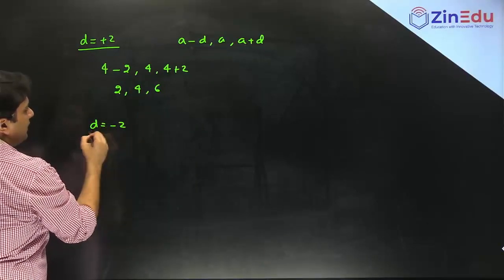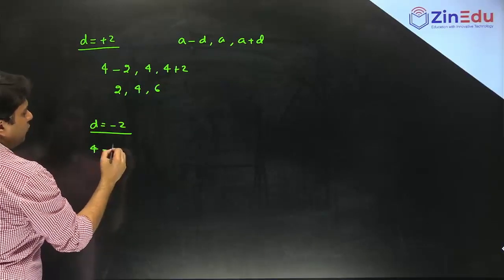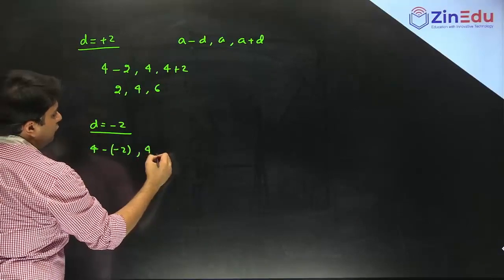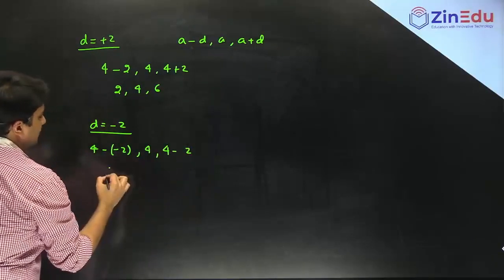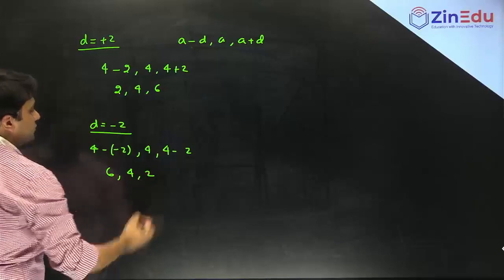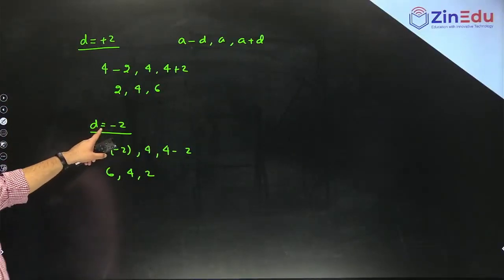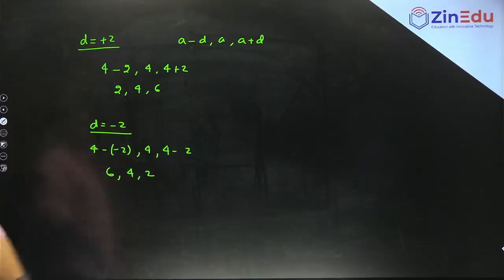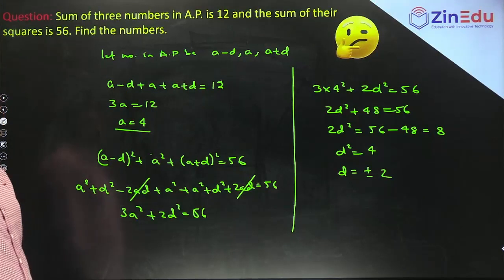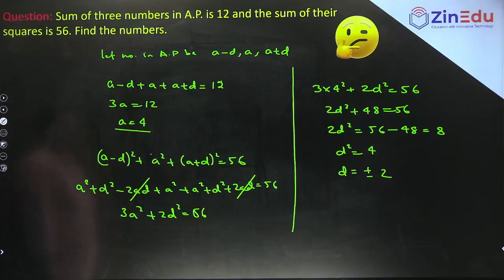Second case, if d is minus 2, the result would be 4 minus of minus 2, 4, 4 minus 2. So that is 6, 4, 2. Since d is negative, it's a decreasing AP. Since d is positive, it is an increasing AP. So the numbers can be of the form 2, 4, 6 or 6, 4, 2. So I hope this question solves your query.